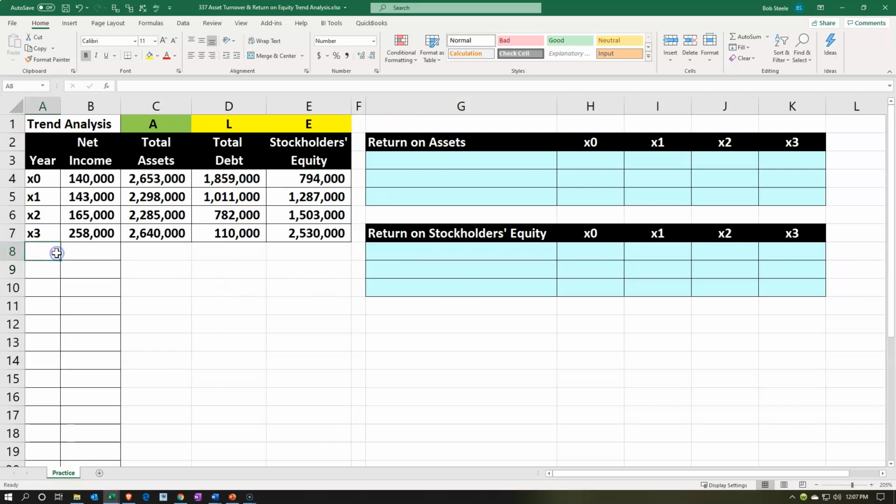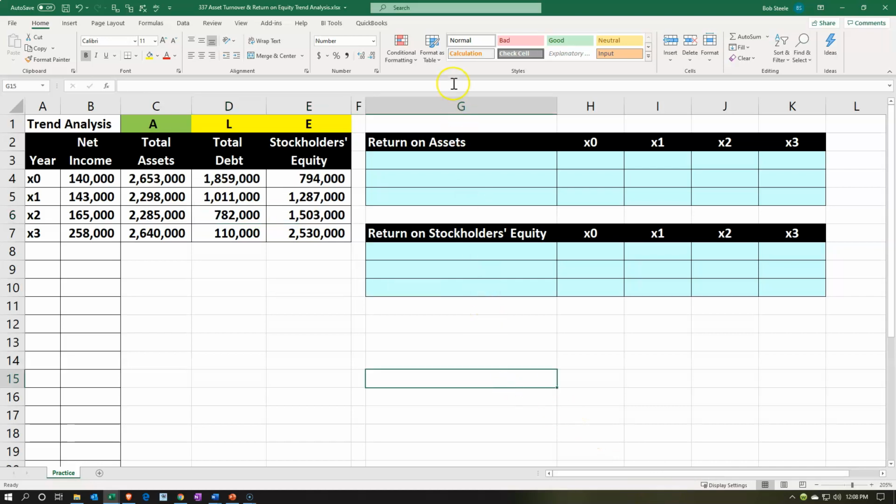Information on the left-hand side includes the year, X0, X1, X2, X3, net income, the bottom line number of the income statement, the performance statement, then the main components of the balance sheet, which represent, in essence, the accounting equation: assets equal liabilities plus equity, or total assets and total debt and stockholders' equity. If we were to add up the debt and the stockholders' equity, it would add up to the total assets all the way down here.